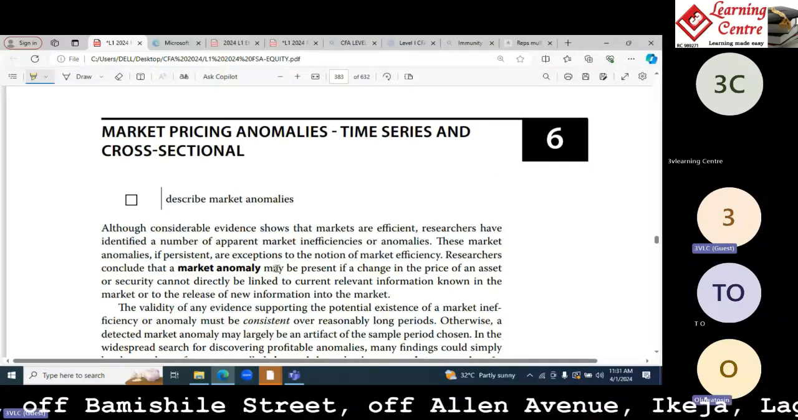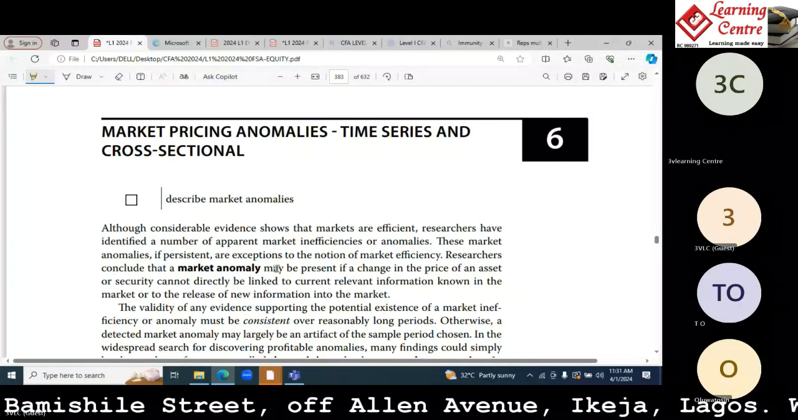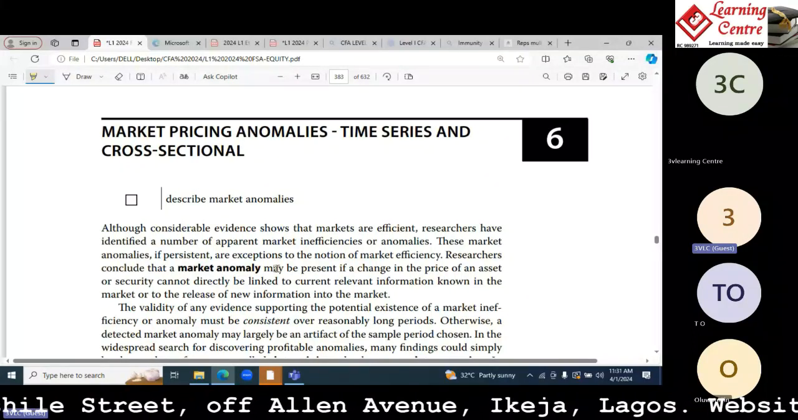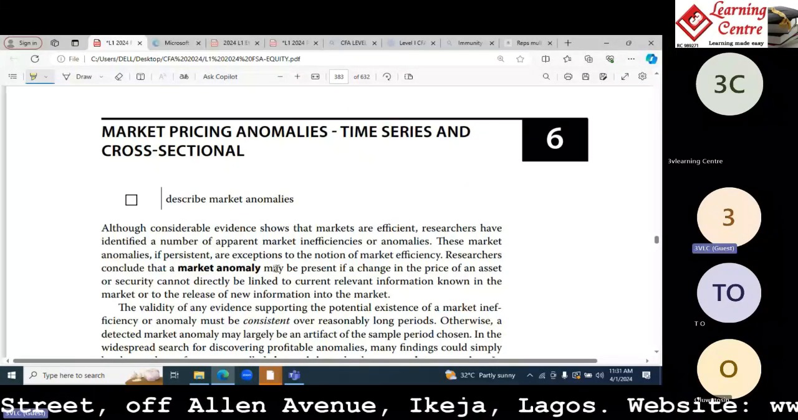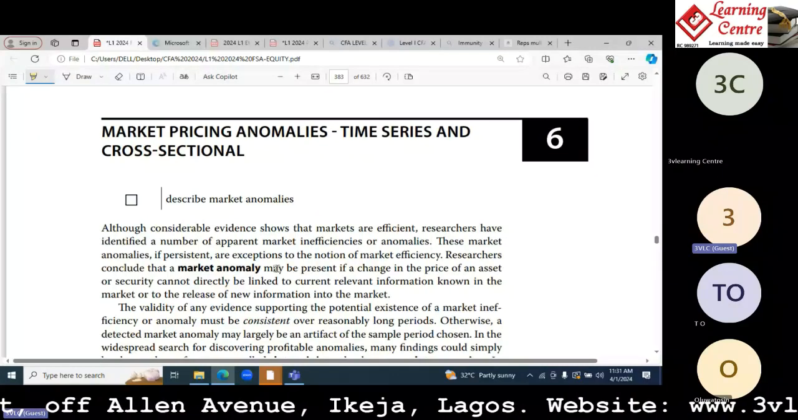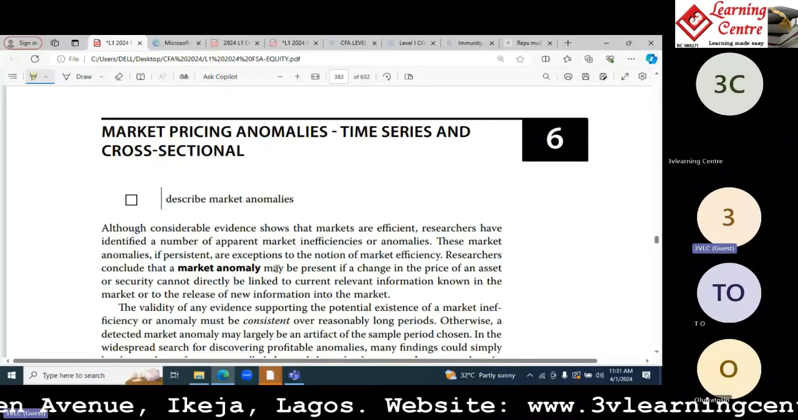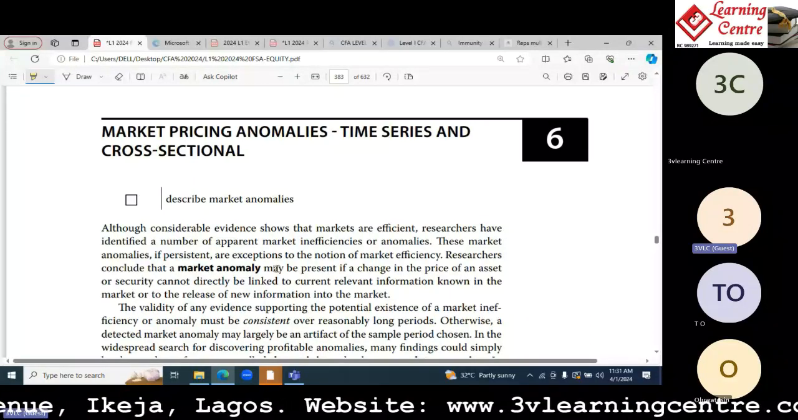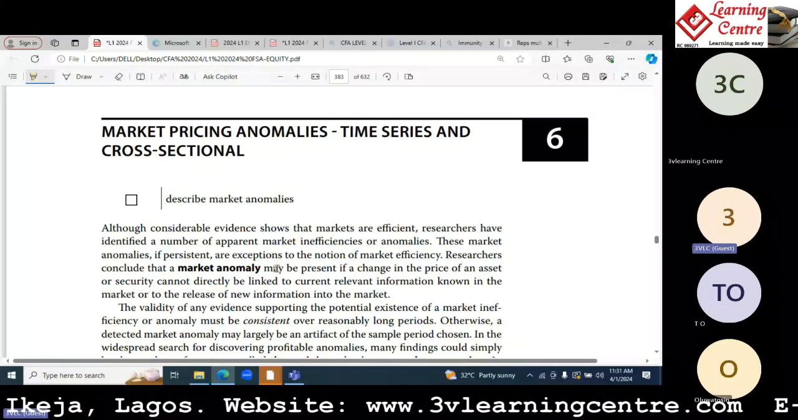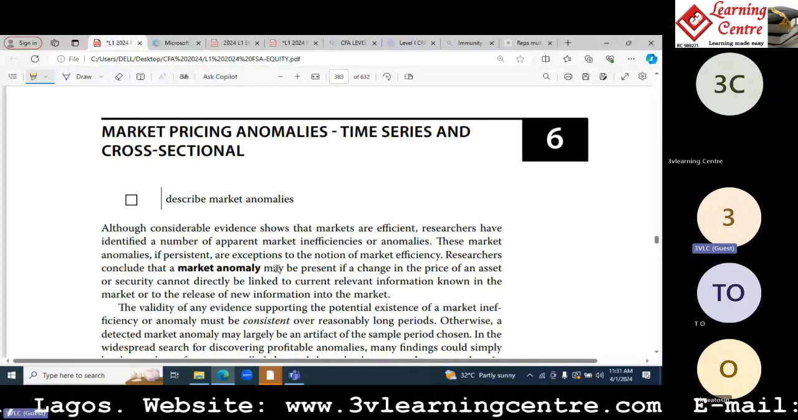Okay. Market pricing anomalies, time series, and cross-sectional. Although considerable evidence show that markets are efficient, researchers have identified a number of apparent market inefficiencies or anomalies. Now, what are we trying to say? What do we mean by anomaly? Yeah.